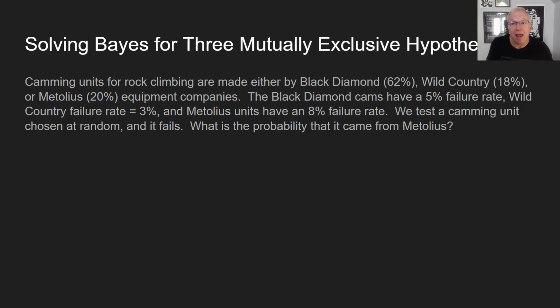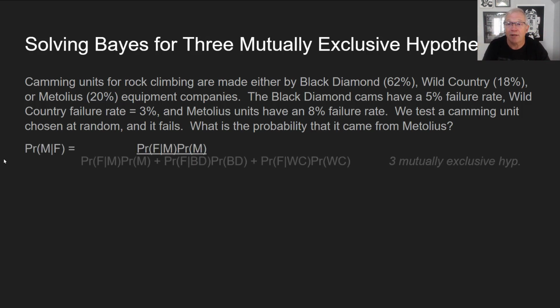Okay, so we test a camming unit chosen at random, and it fails. What's the probability that it came from Metolius? Okay, so part of this is just understanding how to set the problem up. Before, we did it with 2 mutually exclusive hypotheses, and we had those 2 conjuncts in the denominator. Now it's just going to have 3 conjuncts in the denominator. It's going to work the very same way.